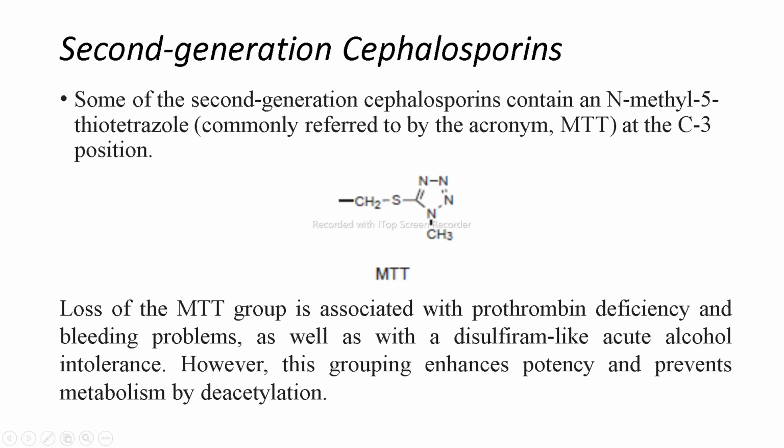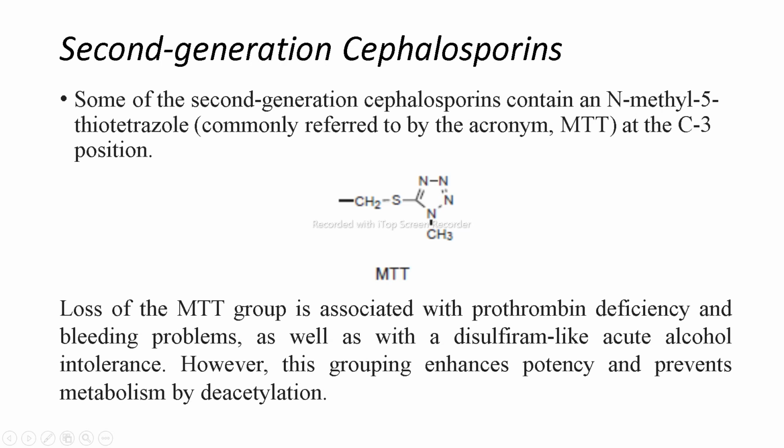So the loss of this MTT group, this group is generally present at the third position of the cephalosporin, because some of the cephalosporins contain this group. So loss of this MTT group, in SAR studies what we have discussed, the substitution at the third position should be a better leaving group. If the leaving group is better, then it quickly gets converted into its active form, that is cephalosporin C.